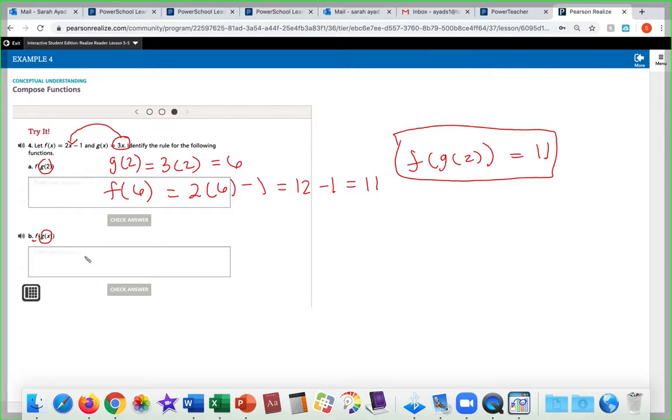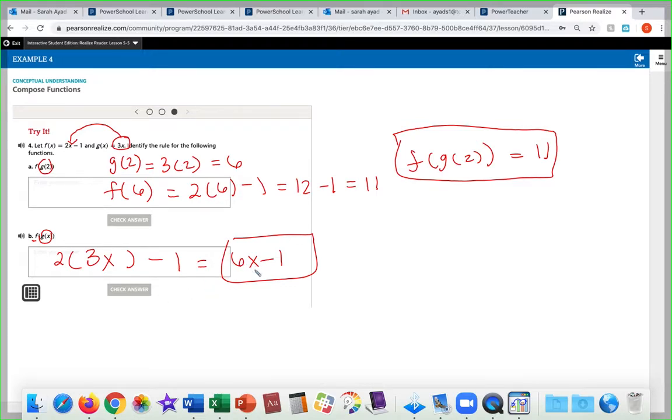So f, I always like to write it like this. Here's my function f. This is f, right? 2 times something minus 1. I'm taking out the x. There's no longer an x. What am I putting instead? G of x. Well, g of x is 3x. So I'm taking out the x and I'm replacing it with g of x. 2 times 3x is 6x, and then I have the minus 1.